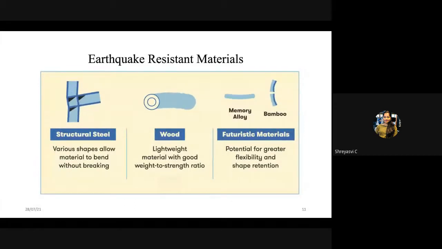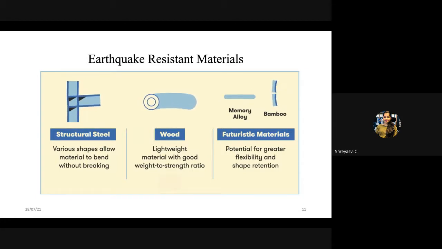So what exactly are these shape memory alloys made of? They are usually, like the name itself says, an alloy of nickel titanium. And it actually offers 10 to 30% more elasticity than steel.